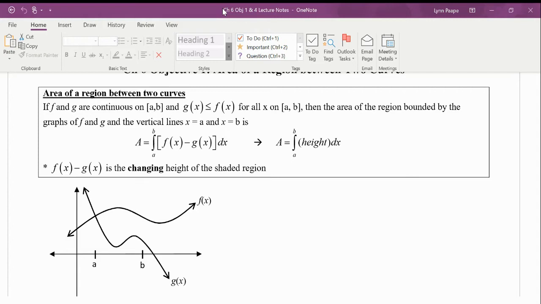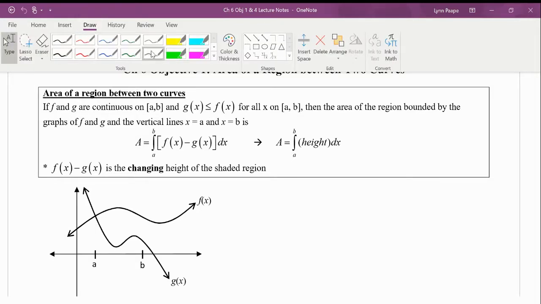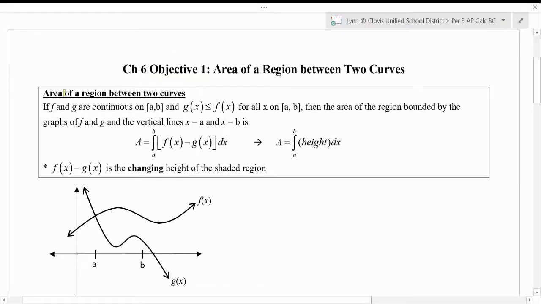This is a very short chapter, and so today we're going to be doing objectives 1 and 4. Both of them are just applications of integration, and this whole chapter involves all of that idea. So the very first component that we have to take a look at is trying to find the area of the region between two curves.